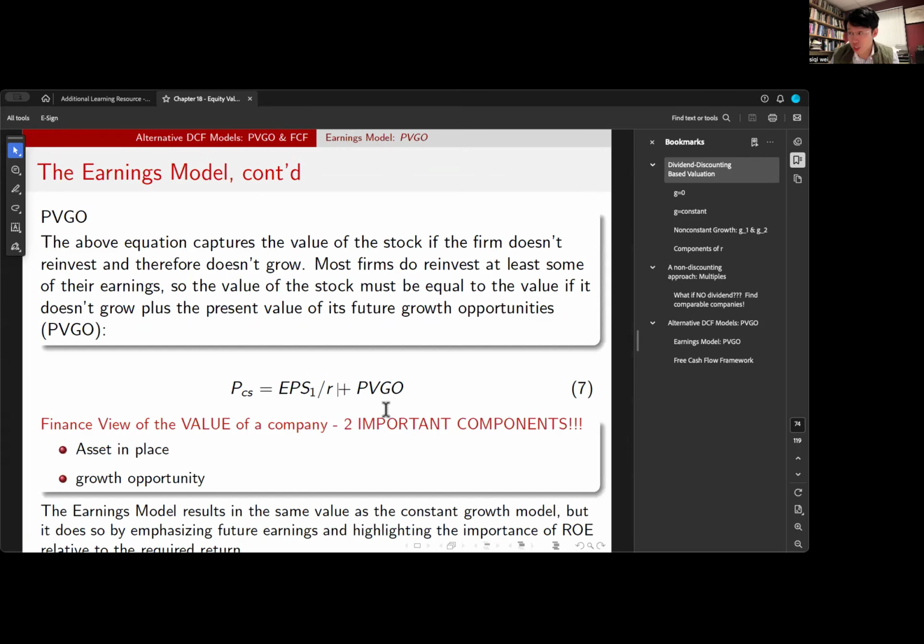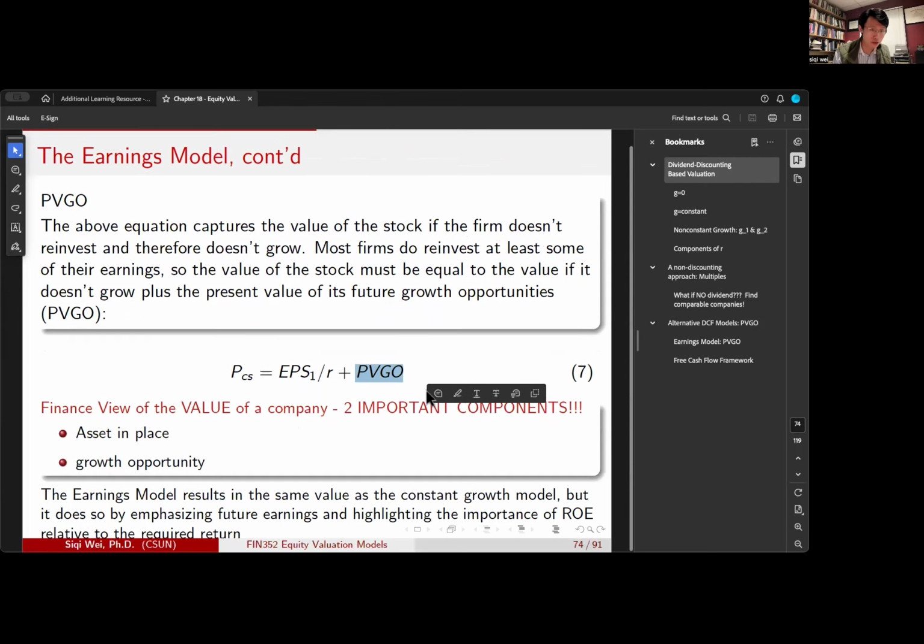Oh, by the way, the derivation of this model is not required, so don't be overwhelmed. I'm just trying to give you the idea. So this is the idea of assets in place. Now, let's talk about the second term, the present value of growth opportunity. Your textbook has some discussion on the PVGO, but I think it's not very clear.